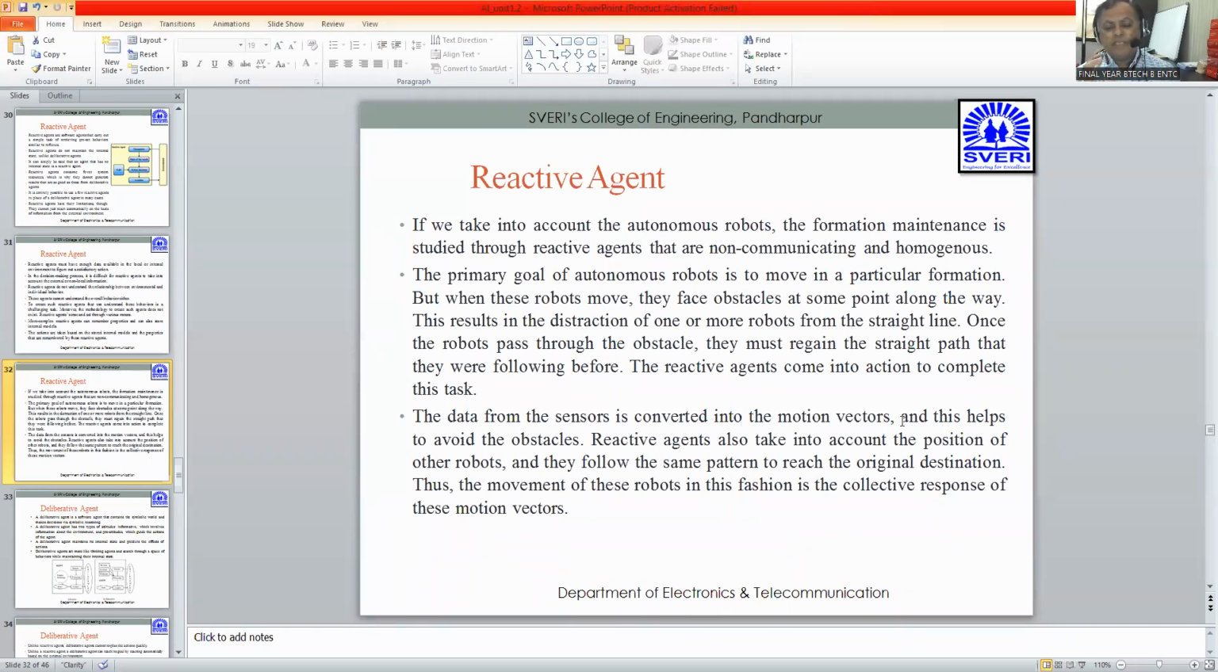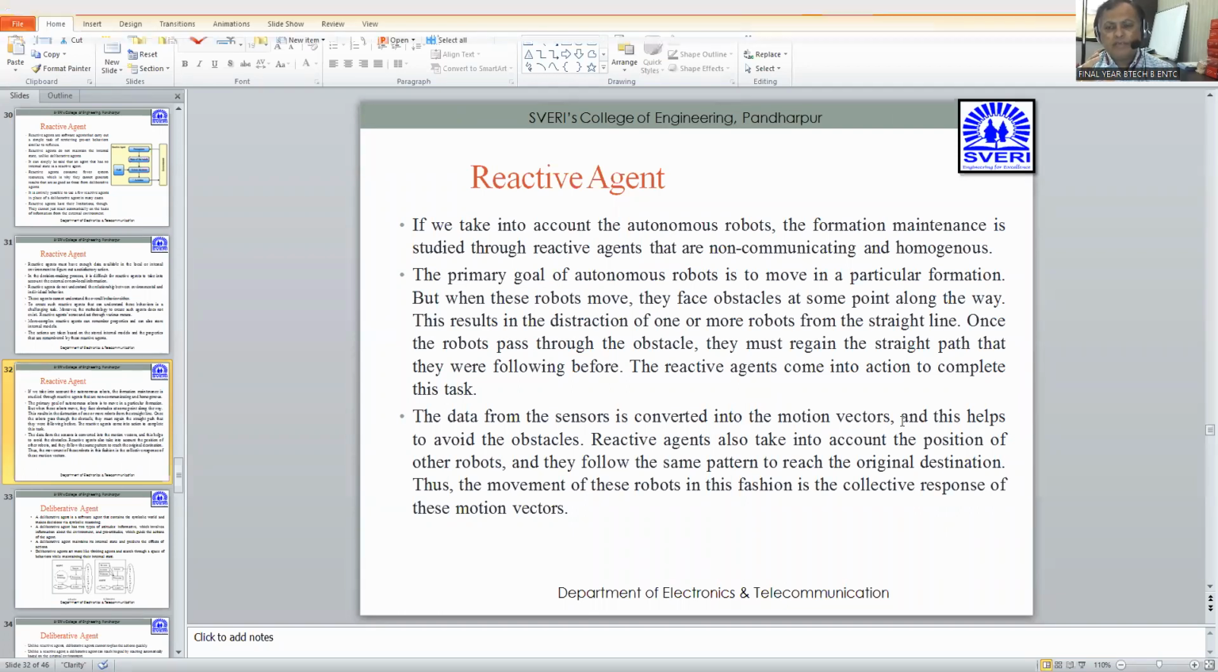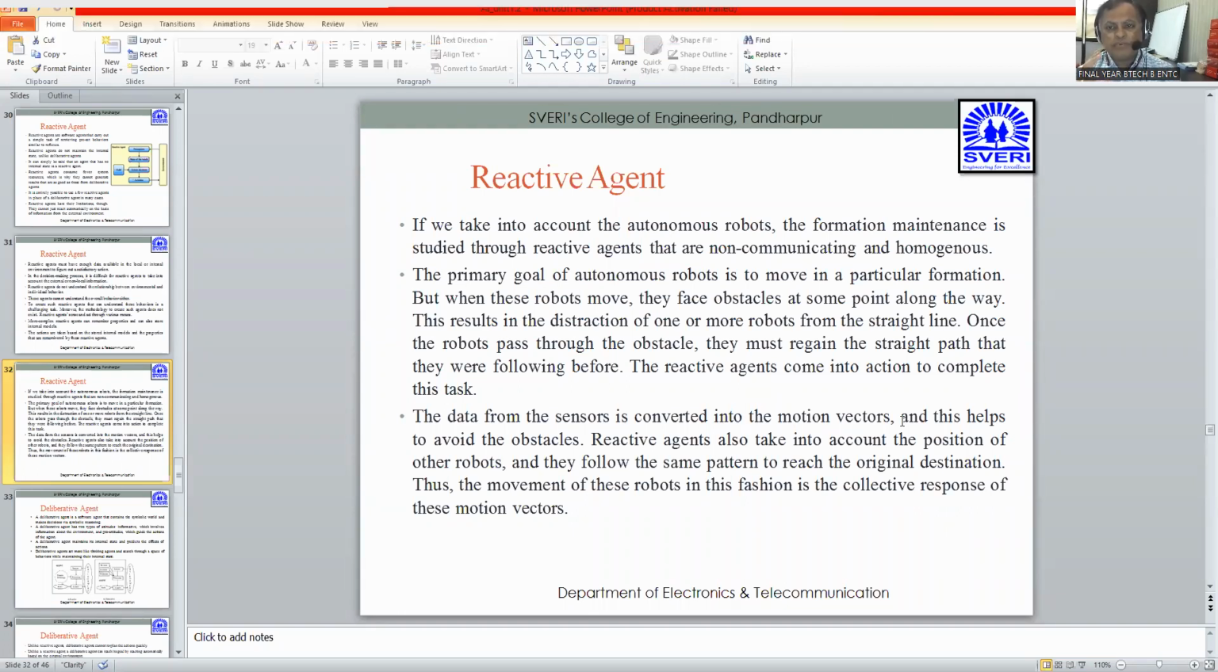Now what is happening? This intelligent agent is in that robot which is having this intelligent agent. This robot has been given a straight path. It is going to move on the straight path. But sometimes, suddenly, if it faces an obstacle, then most of the time it will get distracted from the straight line. Now, even if it is able to pass those obstacles, after that it should be able to regain the straight path that it was following before.